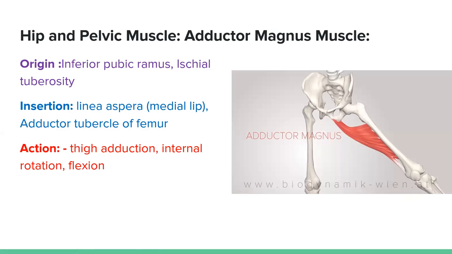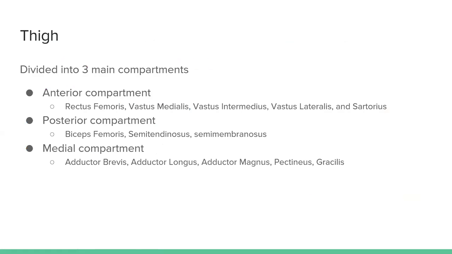We're going to go into the adductor magnus muscle, which is the inside of your leg. The origin would be inferior pubic ramus ischial tuberosity as well. The insertion would be linea aspera, and then the adductor tubercle of the femur. The function would be, again, in the name, adduction of the thigh, so you're moving inward towards your body, and then internal rotation, rotating inward, and then, of course, flexion as well.